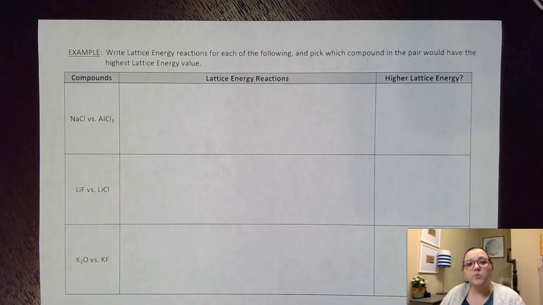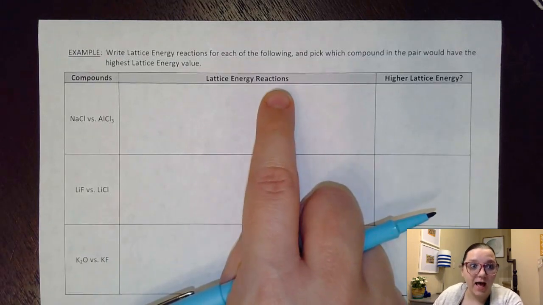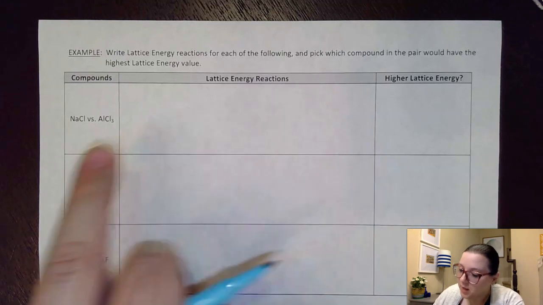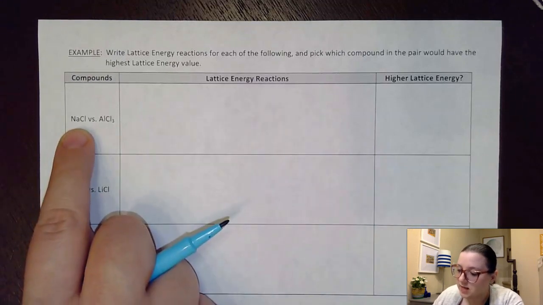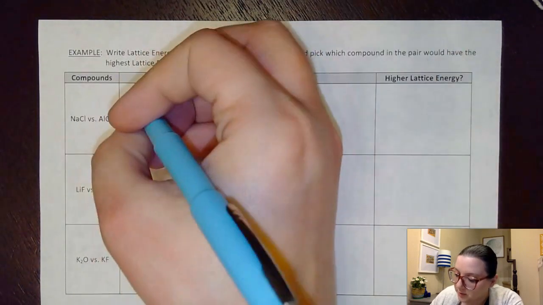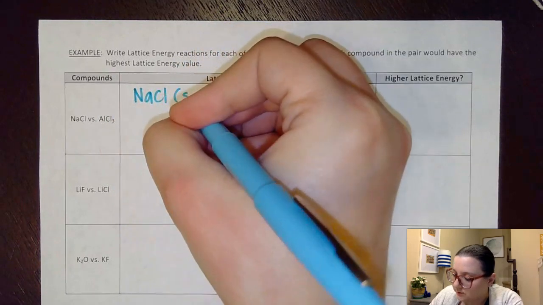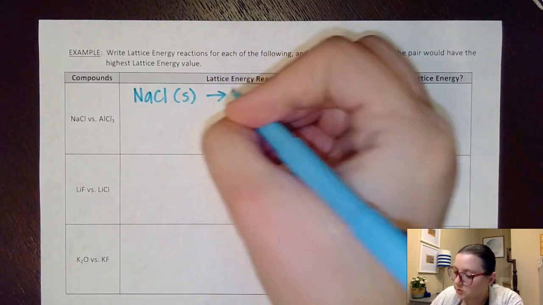And on this page, we're going to be comparing two compounds and trying to decide which has the higher lattice energy. We're also going to be writing the lattice energy reactions these compounds would have. The first one they give us is NaCl versus AlCl3. I'm going to start off by writing my reaction, NaCl, as a solid, and I want to break it up into its ions.